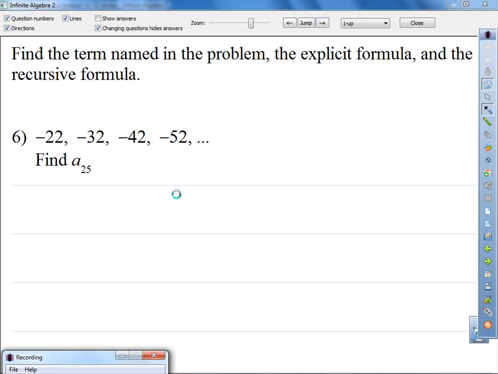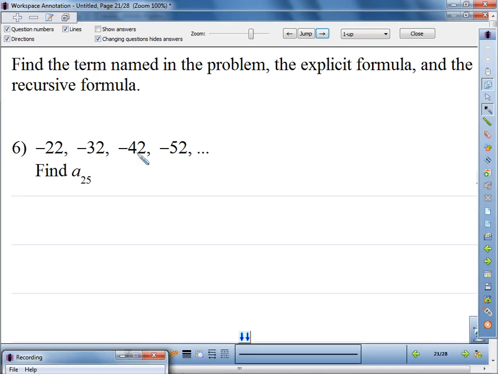Alright, in this particular problem, we still need to make sure if it's arithmetic or geometric. This one's an arithmetic one, and then let's prove it. Our common difference is going to be negative 32 minus negative 22. Okay, so when we do that, we're going to end up adding and we get negative 10 for our common difference. Okay, so our common difference is negative 10.